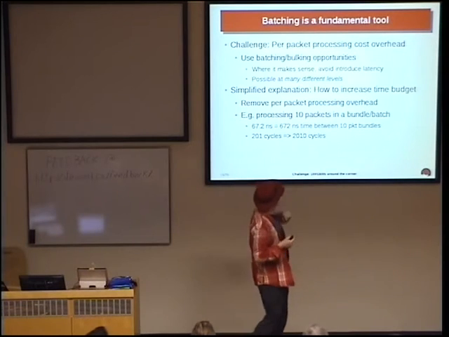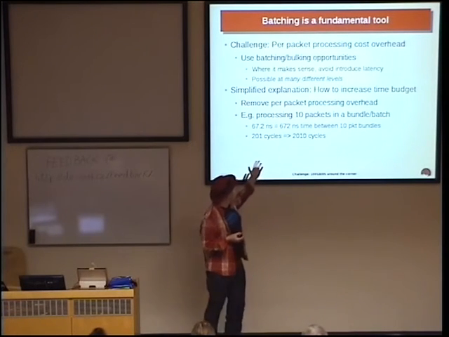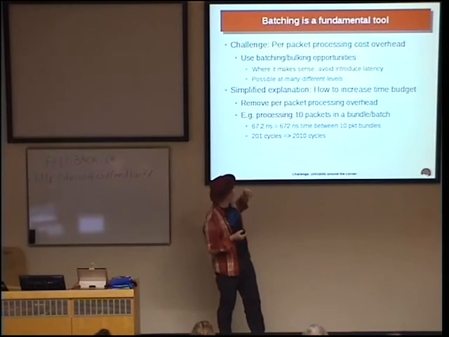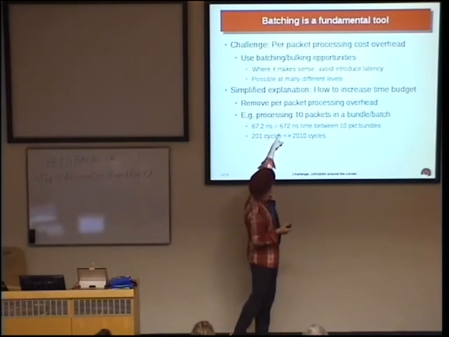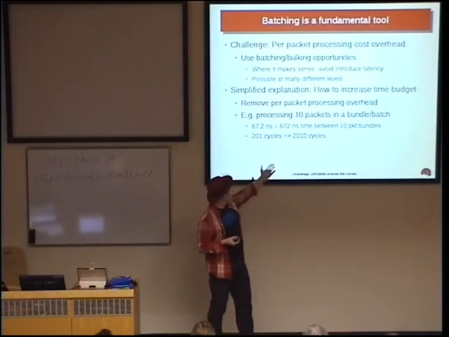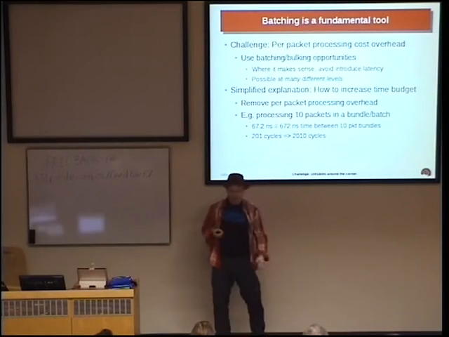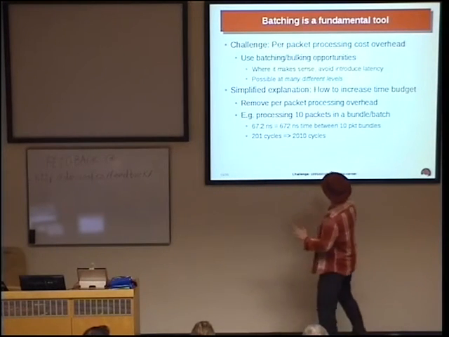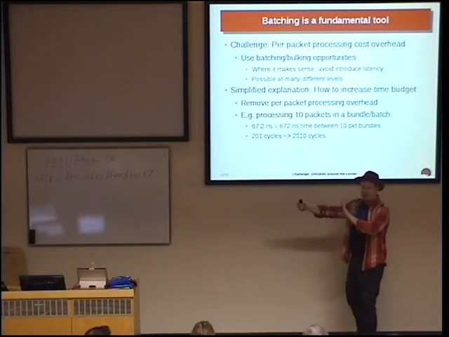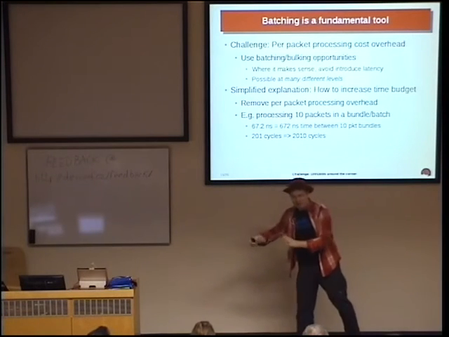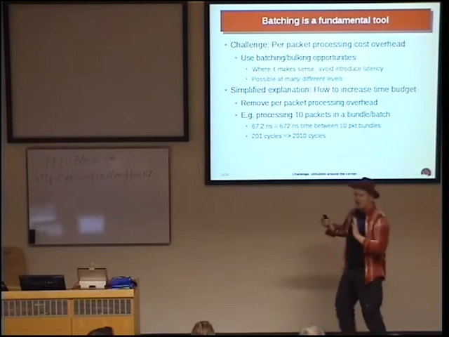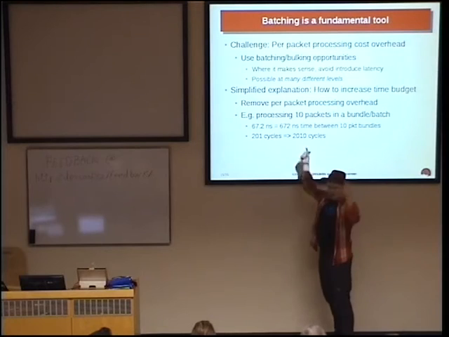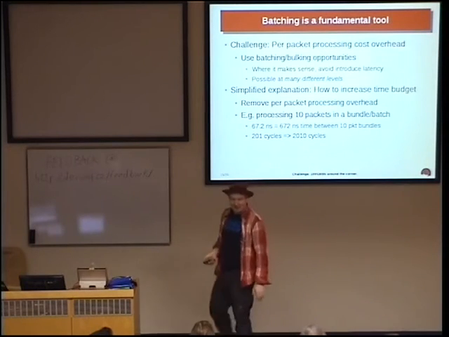We just remove the per packet overhead, and for example, if you say, okay, I'm always processing 10 packets in a bundle or a batch, then I can basically just multiply the time I have. So now I have like 672 nanoseconds between each of these 10 bundles coming in. Then I have to handle the next 10 bundles. It's oversimplified because it's not that easy. But basically, that means I have 2,000 cycles. Man, I can do that.